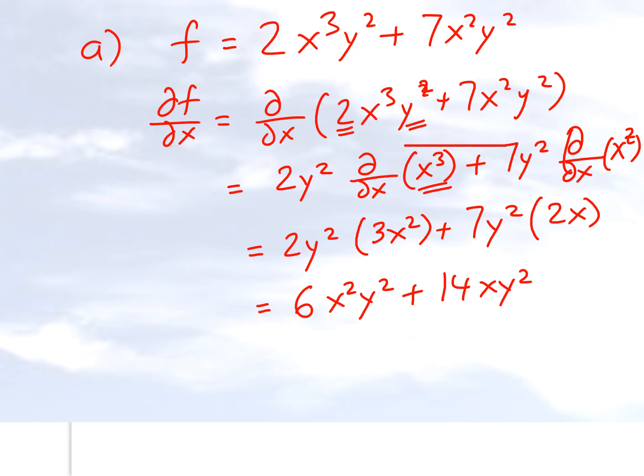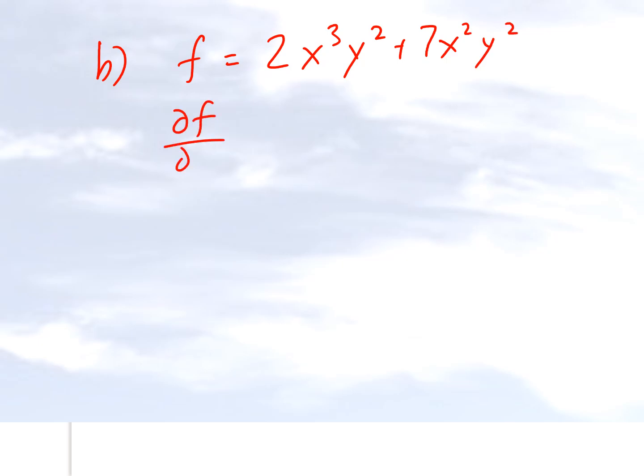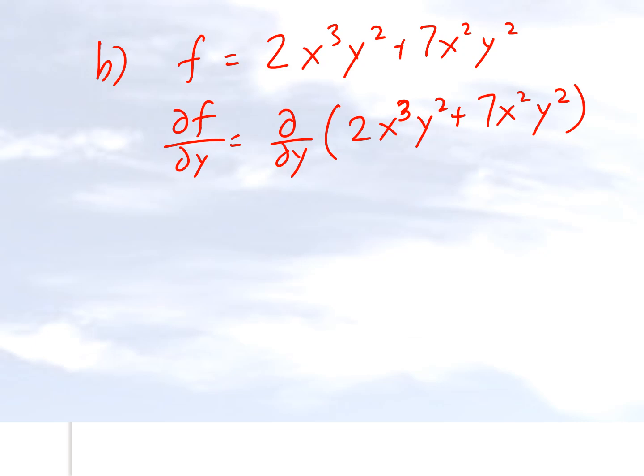Let's go and see what we get for del f by del y. So our function is 2x cubed y squared plus 7x squared y squared, and now we're supposed to find del f by del y. So we'll take the partial derivative with respect to y of this function, and we're going to now treat anything other than y as a constant. So 2 will be treated as a constant, x cubed will be treated as a constant, but not y.